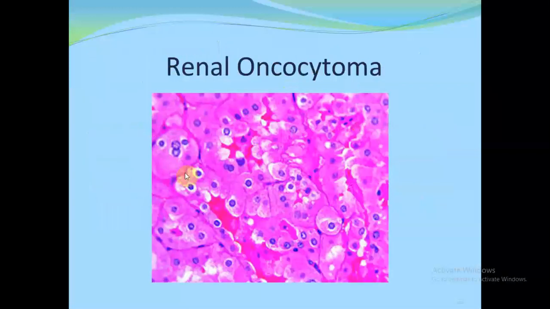Here we have renal oncocytoma. Of course, here we have prominent acidophilic cells with a tendency for tubular structure formation. Here we have round nuclei with little pleomorphism and lack of nuclear features of malignancy. The cytoplasm is predominantly acidophilic, granular cytoplasm. So this is renal oncocytoma.